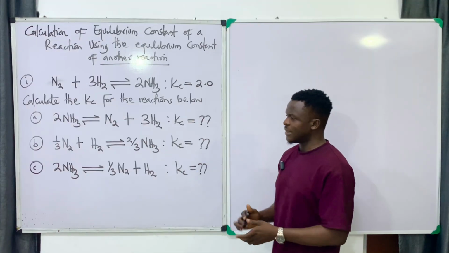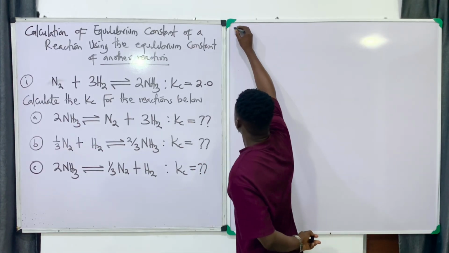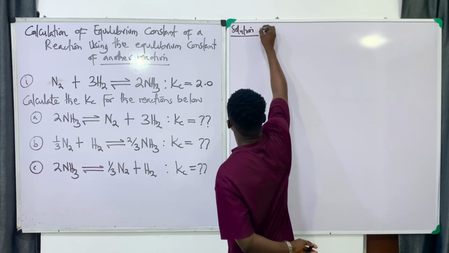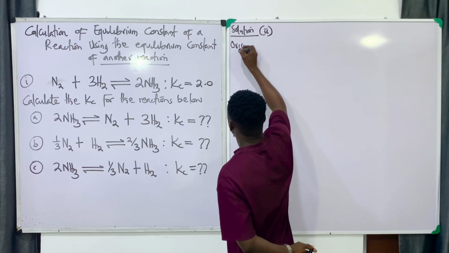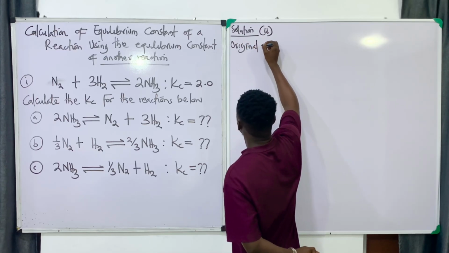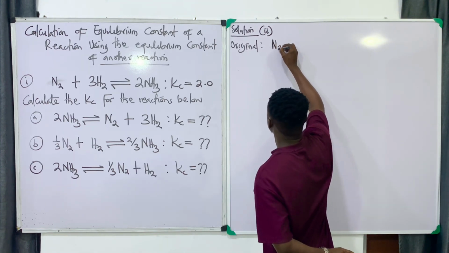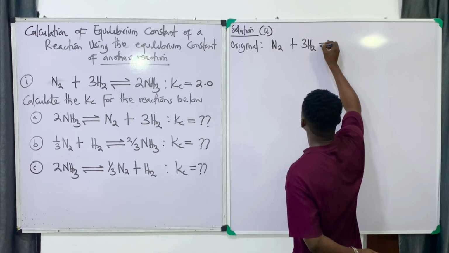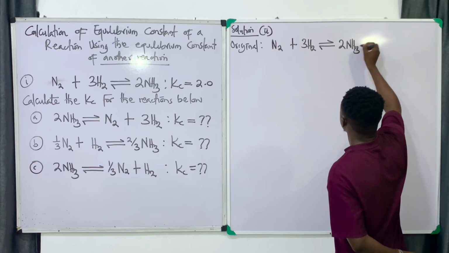So let's look at the second question. We say solution for the second one. Now remember, our original was given to us to be N2 plus 3H2 into 2NH3.